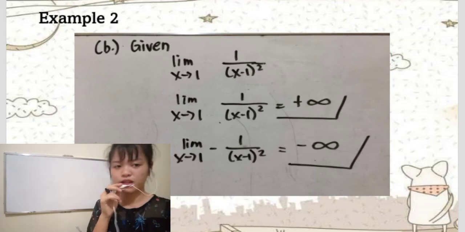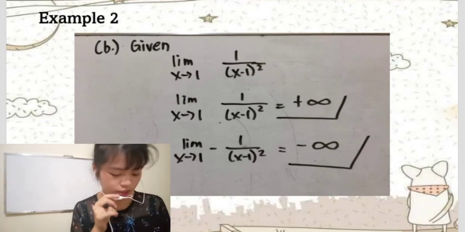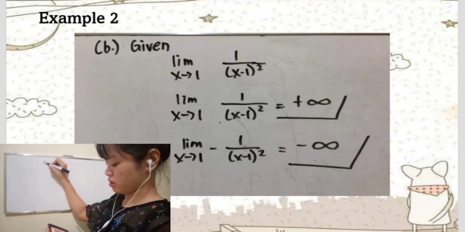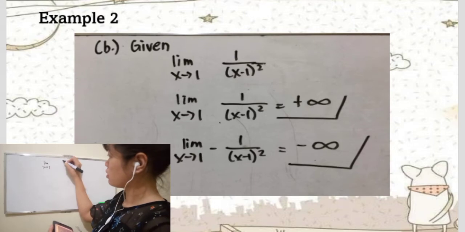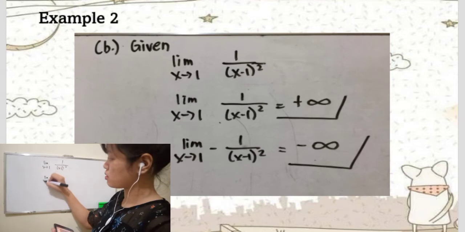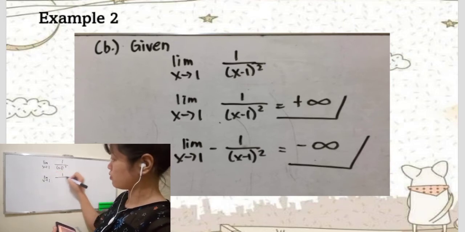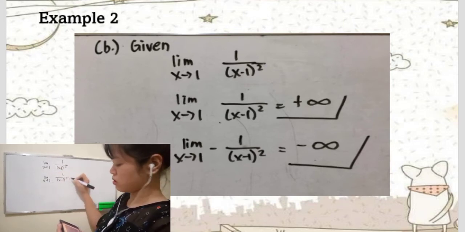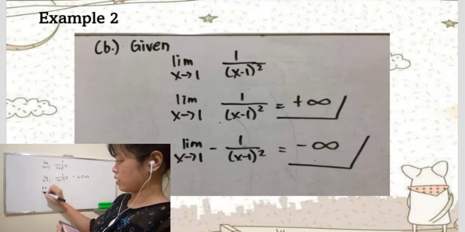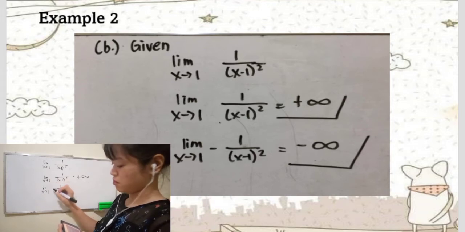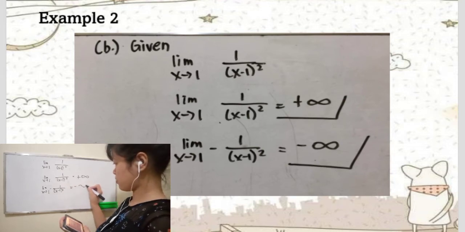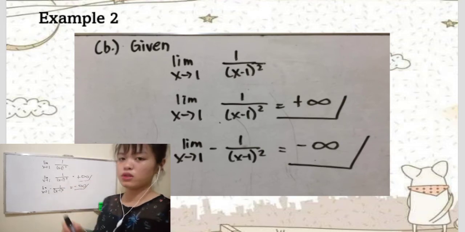Okay, next example ay infinite discontinuities. Let's say limit as x approaches 1 of 1 over x minus 1 squared. So limit as x approaches 1 of 1 over x minus 1 squared equals negative infinity. So hindi naman minus, okay, is equal to negative infinity.